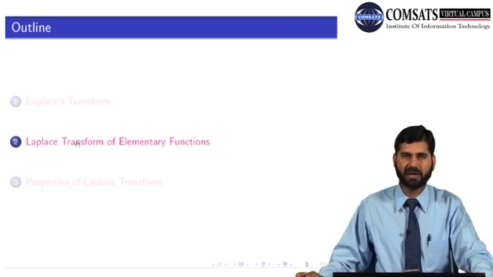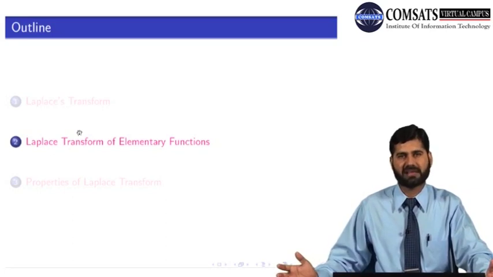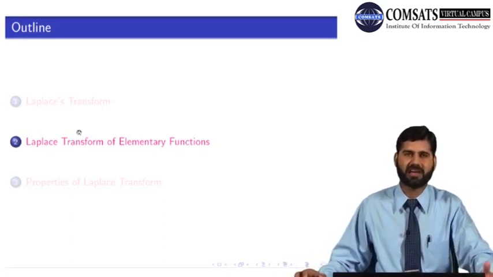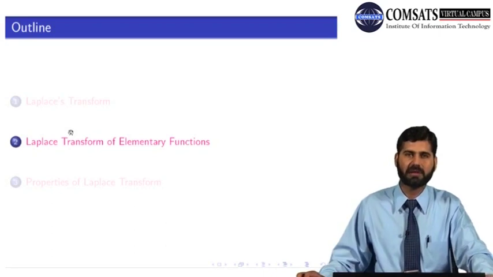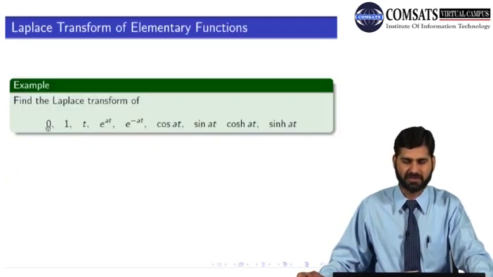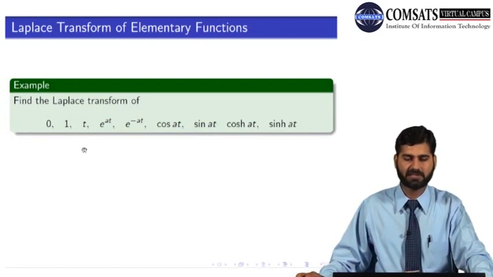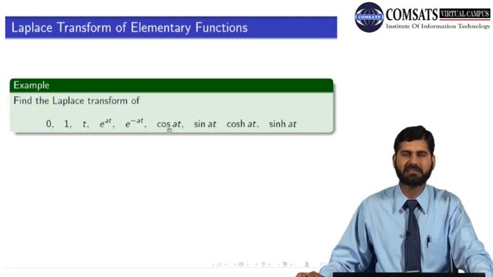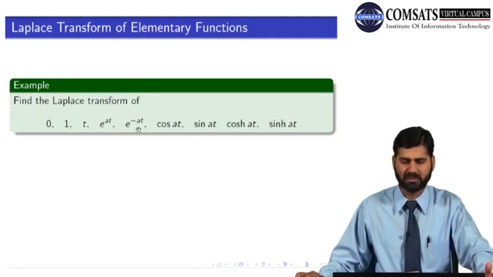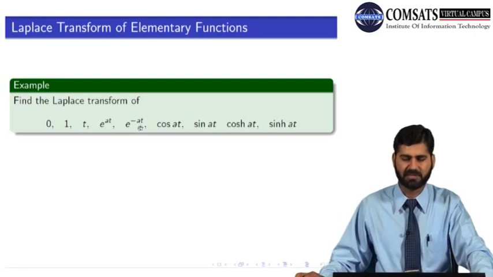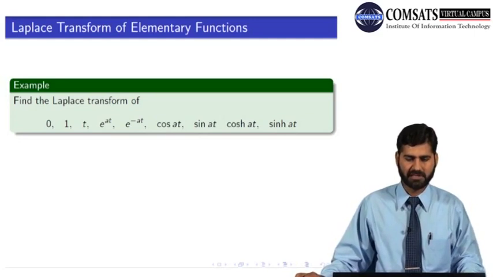So let's find out Laplace transformation of some elementary functions. That if f(t) is x or 1 or exponential, these types of sine, cosine. So what will be the Laplace transform of these elementary functions? Let's say 0, 1, t, e to the at, e to the minus at, cosine, sine, cosine hyperbolic, sine hyperbolic. So let's do a few of them. I will do some of them, and I'll leave some of them for you guys with the same steps. You can prove the other things as well.